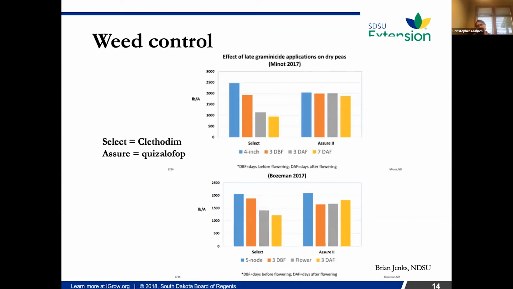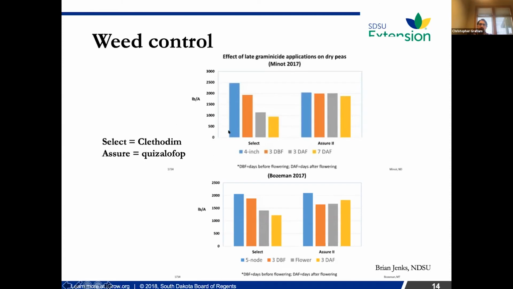And this is just some data from Brian Jenks. He's a weed scientist up at North Dakota State. This is looking at post-emerge grass control. So these are graminicides, so they're targeting the grasses, looking at Select, which is the clethodim again, and then Assure, which is a FOP. What these two graphs are showing is basically two different sites, one in North Dakota, one in Montana. And if you look at the label, you can apply Select (clethodim) up to flowering, and same with Assure. But some of these data are not super reassuring in that sense.